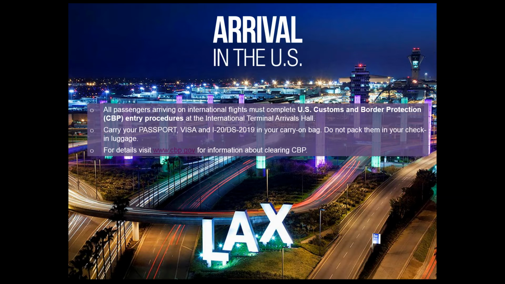If you are allowed to enter the U.S., the Customs and Border Protection official will determine the length of your visit on the electronic form I-94, which is often referred to as your arrival departure record.